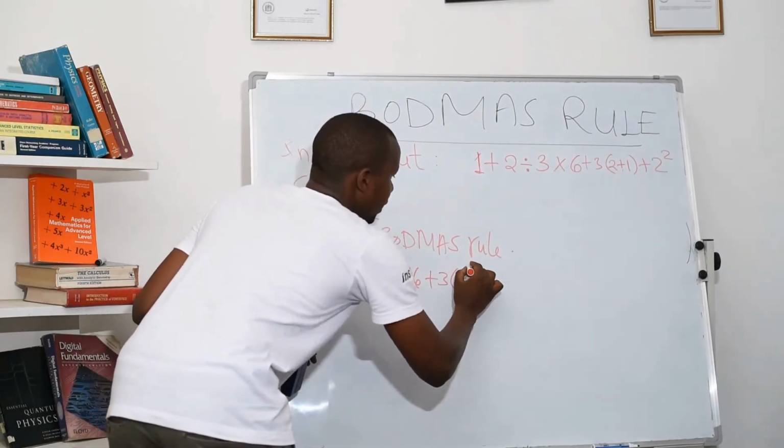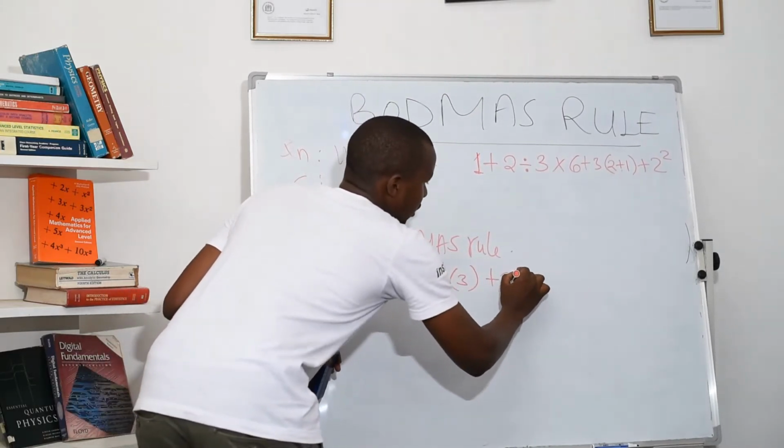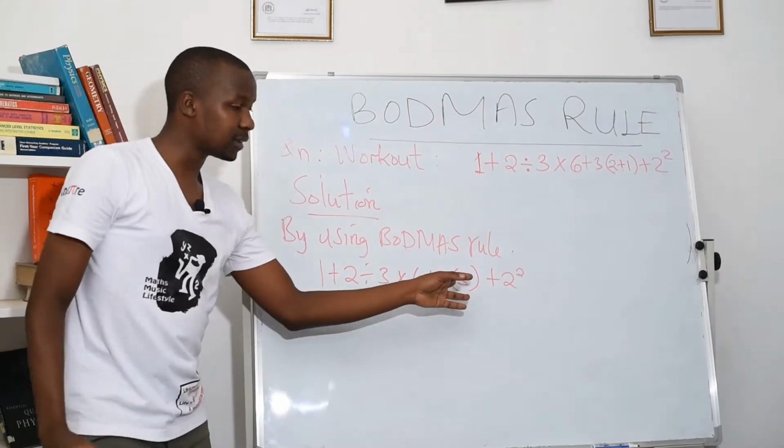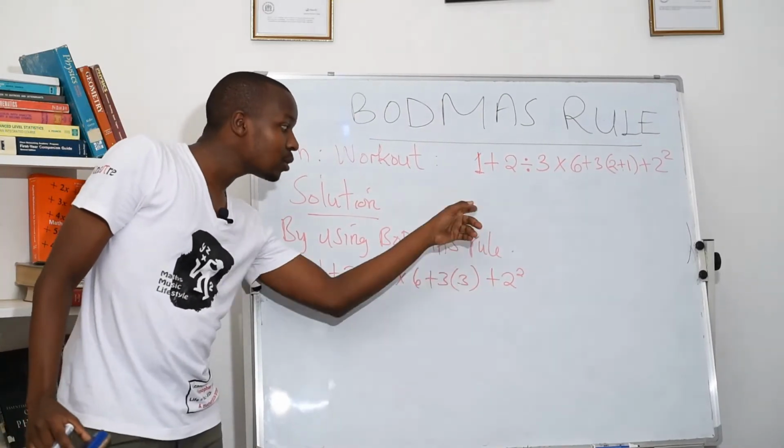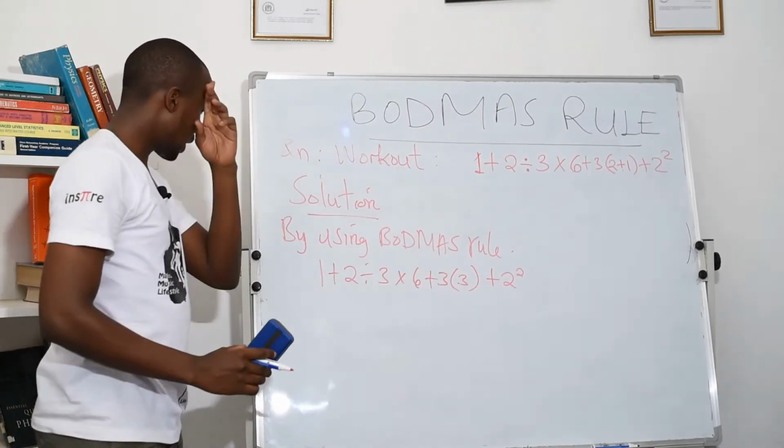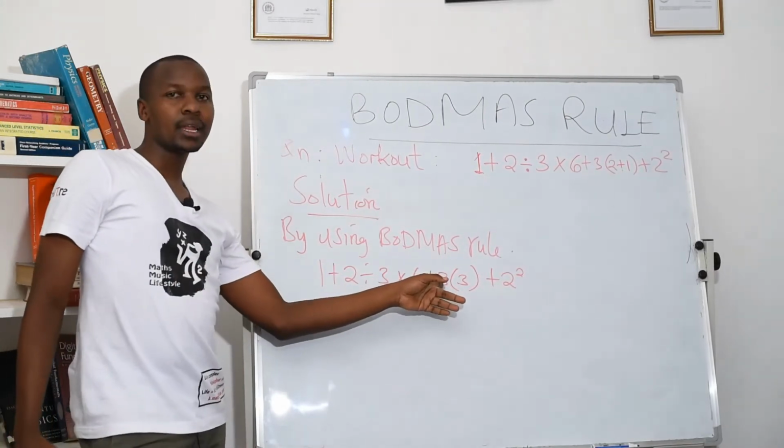Then we have 3 here, then plus 2 squared. But we have not opened the bracket yet. We have just simplified what is inside. So we are going to open. How do we open? We open by the scalar number outside.